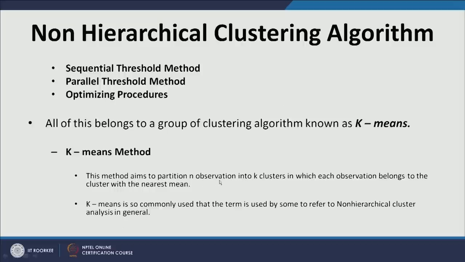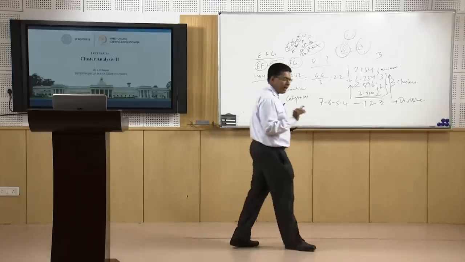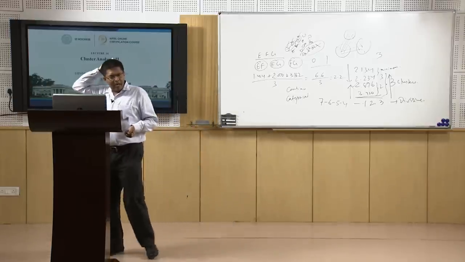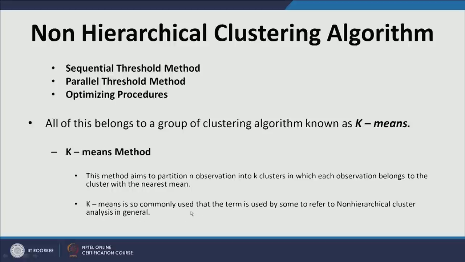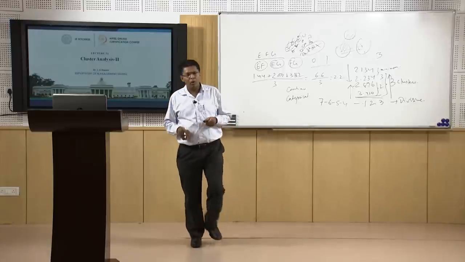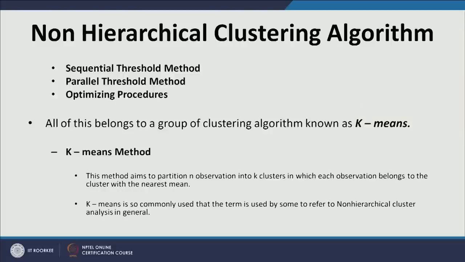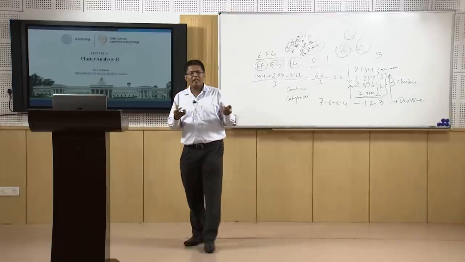So the k-means method aims to partition n observations into k clusters. So let us say 1000 observations or 500 observations into 4 or 5 clusters, in which each observation belongs to the cluster with the nearest mean. So the identifying point is the nearest mean, and you start connecting to that value and find the closest ones. K-means is so commonly used that this term is sometimes used to refer to non-hierarchical clustering analysis in general, right? So the whole non-hierarchical clustering algorithm is generally spoken of as a K-means clustering technique, okay.